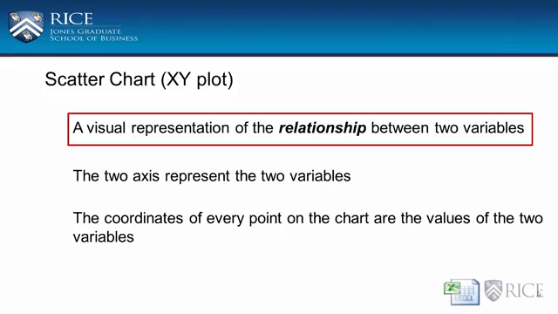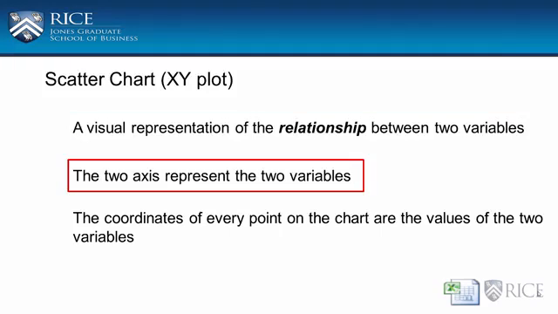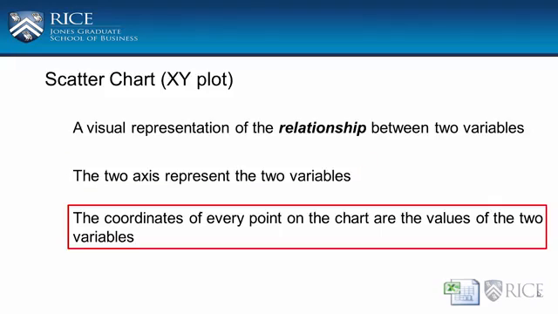between two variables. It shows how the two variables are related. Is the relationship a positive relationship, a negative relationship, or is there no relationship? The two axes in a scatter chart represent the two variables, and the coordinates of every point on the chart are the values of the two variables. We will see this by way of an example.